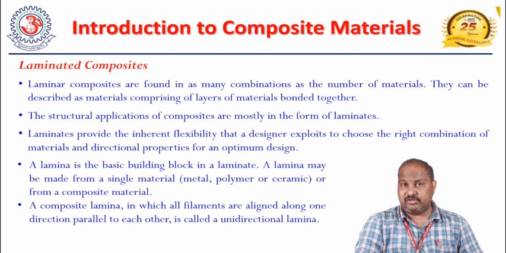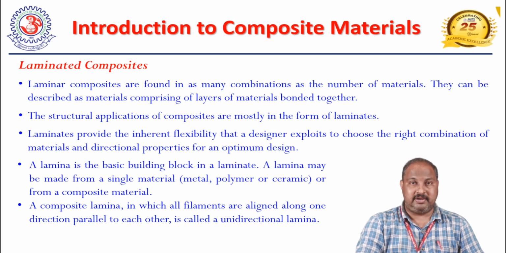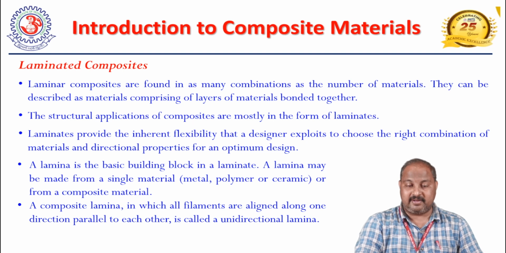The structural applications of the composites are mostly obtained in the form of laminates. They provide the inherent flexibility that a designer exploits to choose the right combination of material and directional properties for an optimum design. A lamina is the basic building block in the laminate. A lamina may be made from a single material, metal, polymer, or ceramic. Generally, polymer composites are popular among them. A composite lamina in which all filaments are aligned along one direction, parallel to each other, is called a unidirectional lamina.